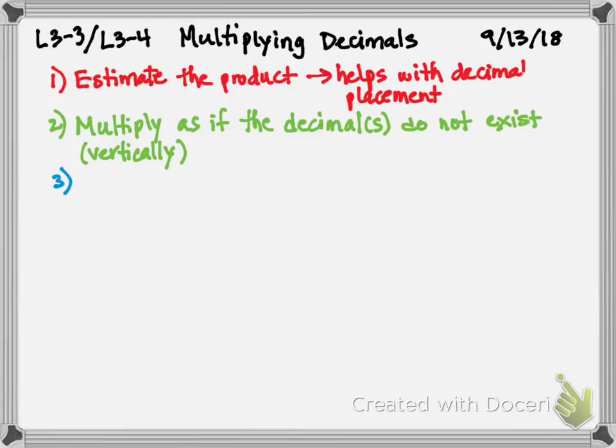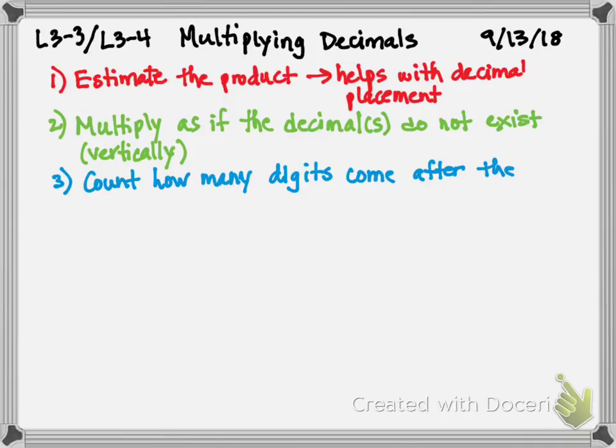Now comes the interesting part. We got to figure out how many digits are going to come after the decimal point in our answer. So it's a counting game. Okay, so we're going to count how many digits come after the decimal or decimals. And again, we're going to see these in the demonstration questions, okay? The examples. Count how many digits come after the decimal or decimals.